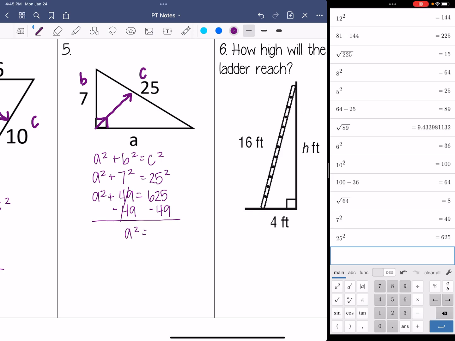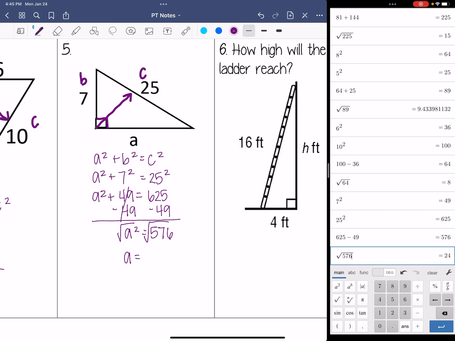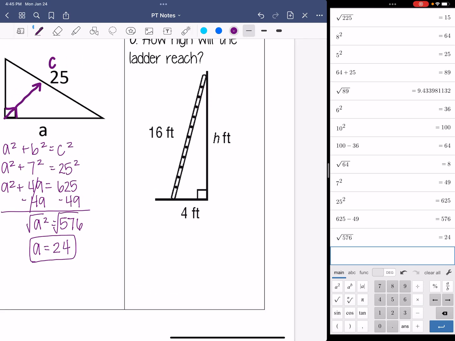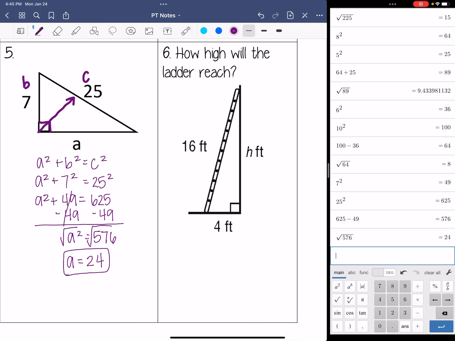This is A squared equals 625 minus 49, which equals 576. So now, last step is going to be to take the square root on both sides. So taking the square root on both sides, we get 24. A equals 24. Okay, that's number 5. We're going to go ahead and now look at number 6. So number 6 wants to know how high will the ladder reach?